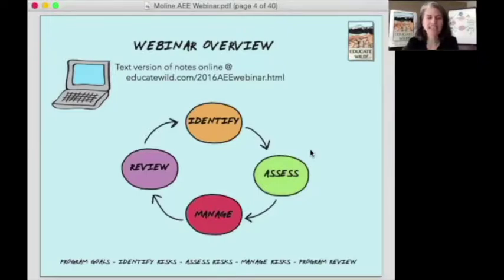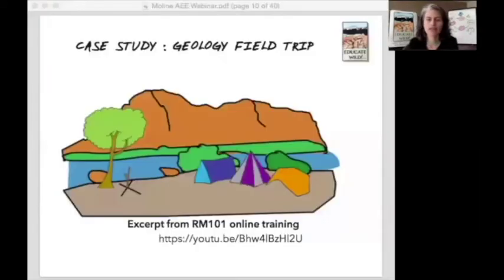The second is to assess those risks and essentially weigh them against your learning outcomes. The third is to develop strategies to either avoid, mitigate, or manage risk in the field. And then the 4th step is to review your program regularly so that you can make sure you're optimizing your risk management system. So I wanted to share that case study.